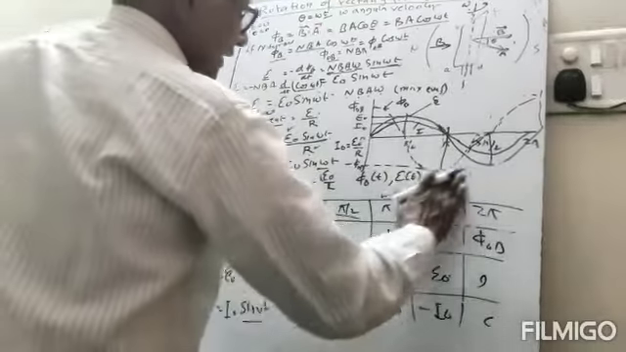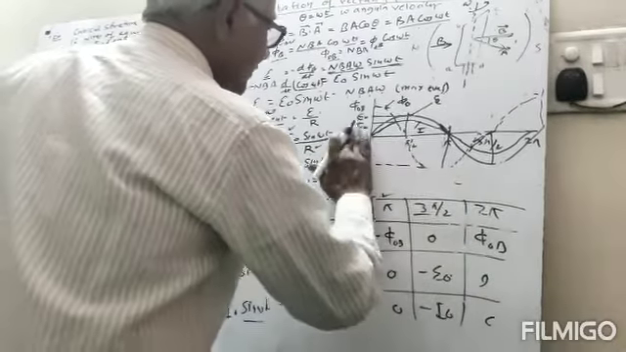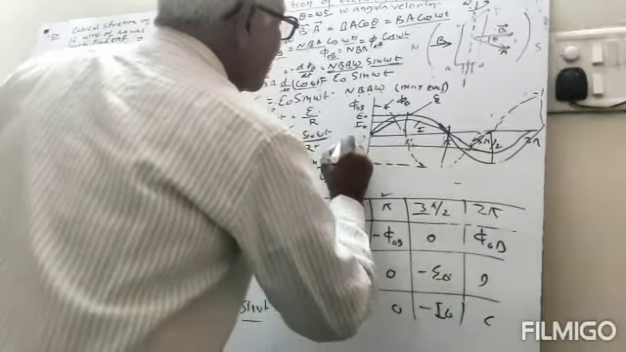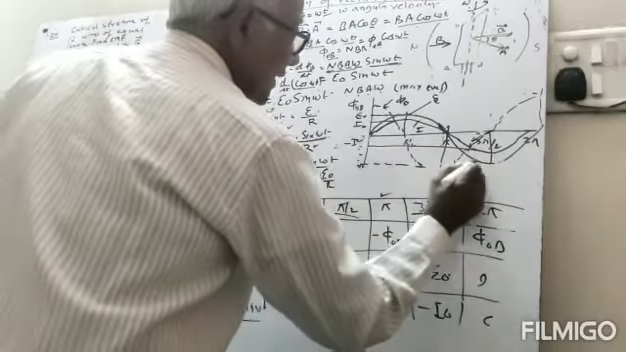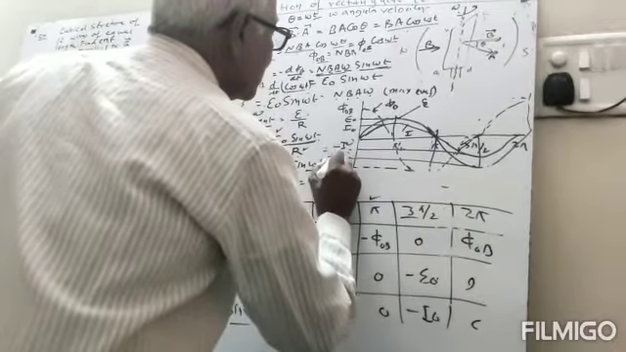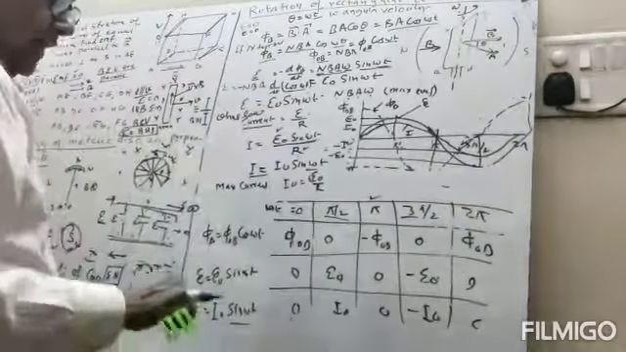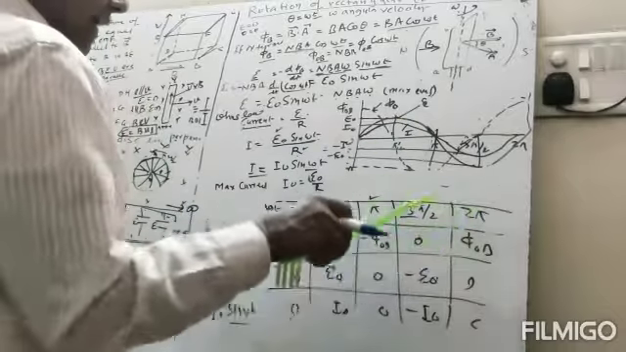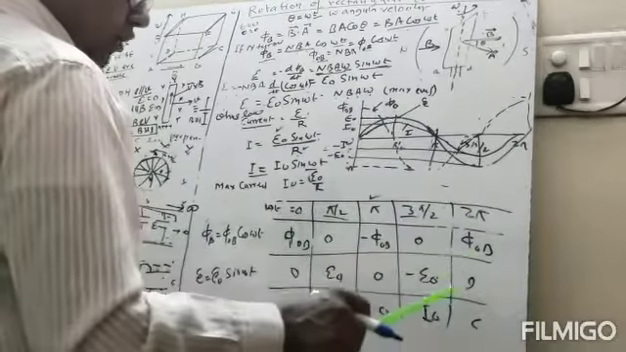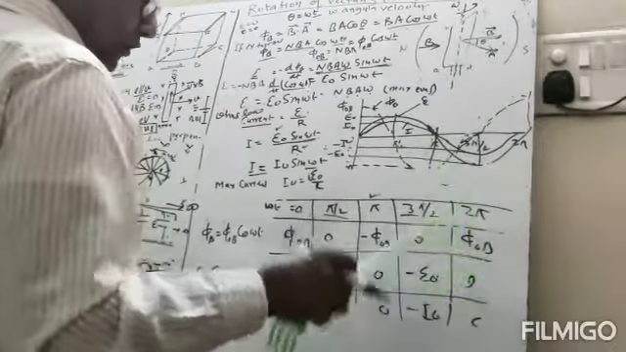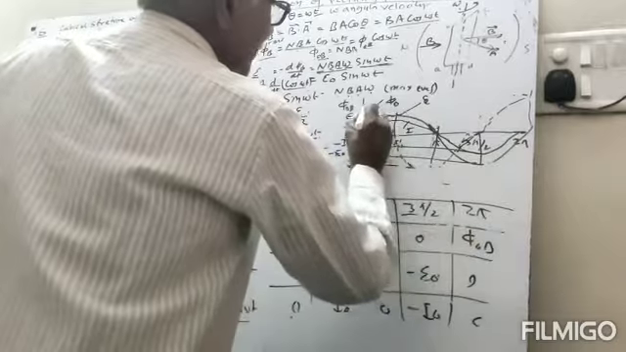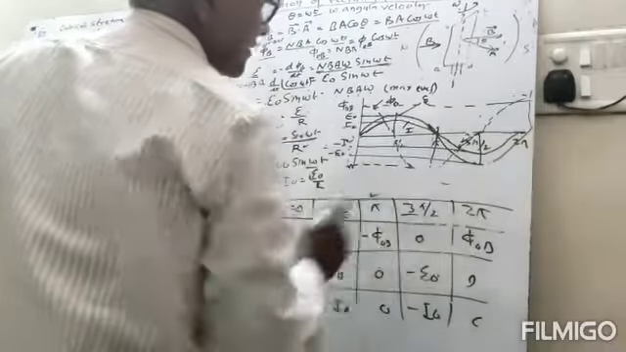So here the current will be, we put it here, then this is minus I0 and this will be minus E0. And when it is 2 pi, then cos 2 pi is equal to 1. So it will be equal to phi 0 B cos 2 pi... sin 2 pi is 0. So it is 0, it is 0. Again here it is maximum and it will be equal to phi 0 B.